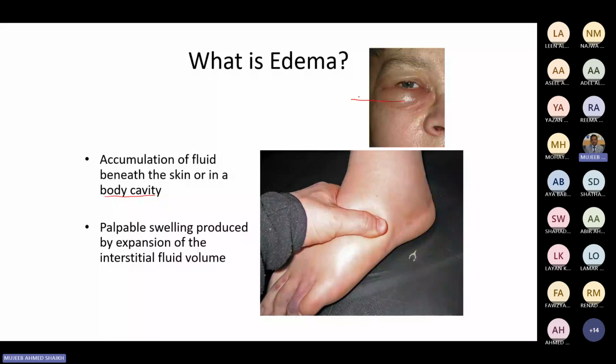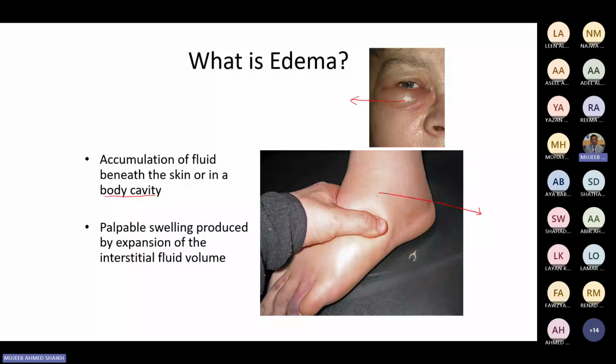Here you can see under the loose skin, there will be accumulation of fluid. Sometimes when there is a fracture, damage or sprain, there will be edema over the damaged joint, or even in a normal person around the ankle. If you are hanging your limbs for a long time, there can be edema.